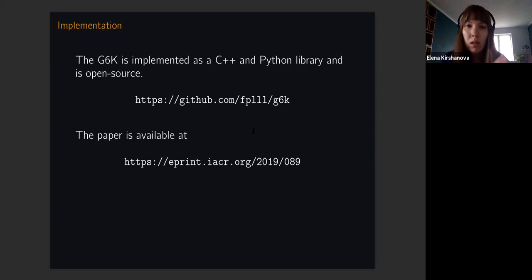So you can download it and use it. So you would need FPLL for that.